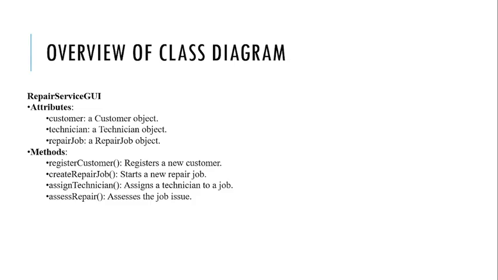Now coming to the repair GUI, attributes are a customer object, technician and a repair object. Methods: register customer, which registers a new customer; create repair job, which starts a new repair job; assign technician, which assigns a technician to a job; and assess repair, which assesses the job issue.